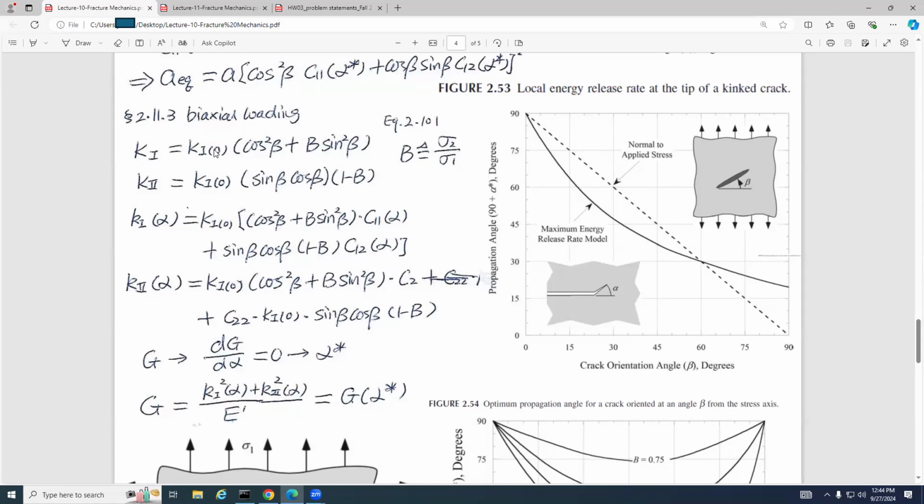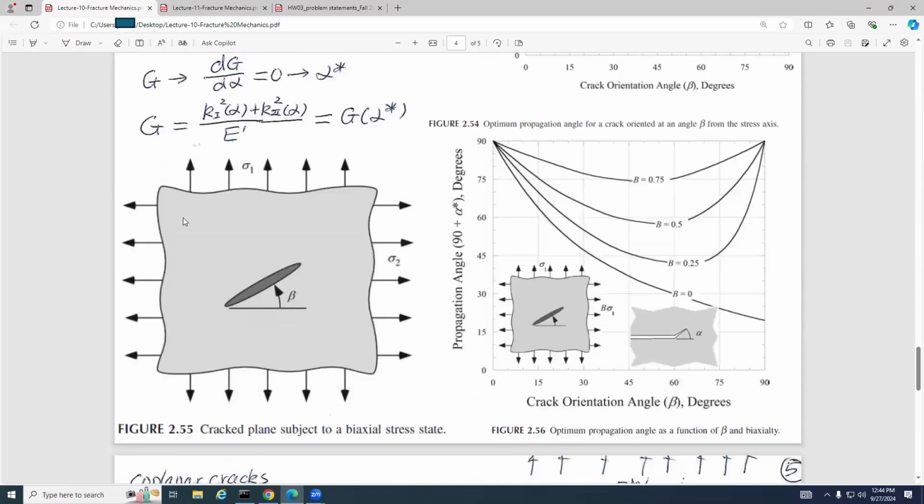Right, guys? Lucas, agree? Okay, so this is the biaxial loading. You can see, based on different beta values, the b value is also important here.